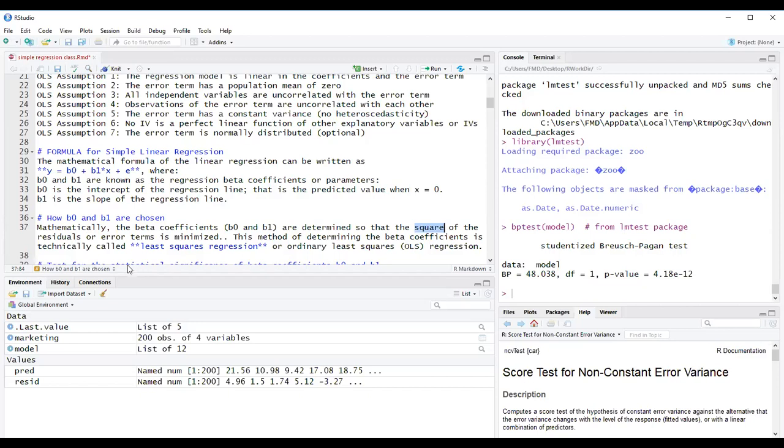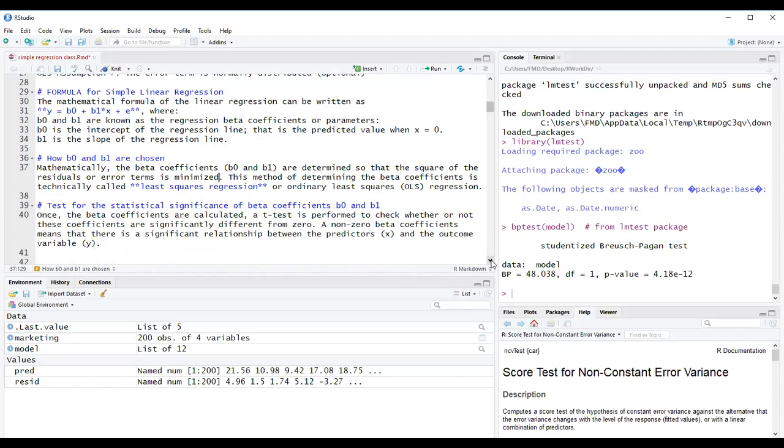So we square it, and then after squaring it, we add everything, the squared residuals. And then we choose the one which will give us the minimum value of your residuals squared. We'll discuss this in greater detail once we go to the model.